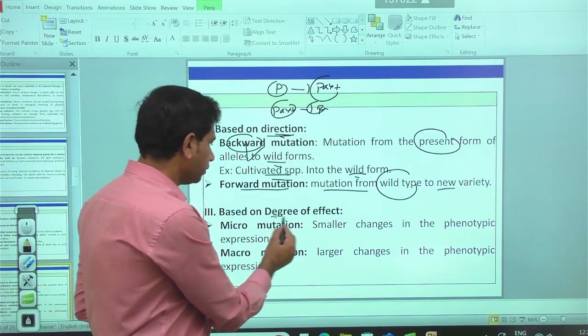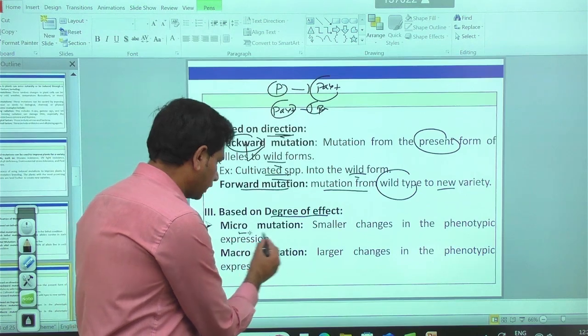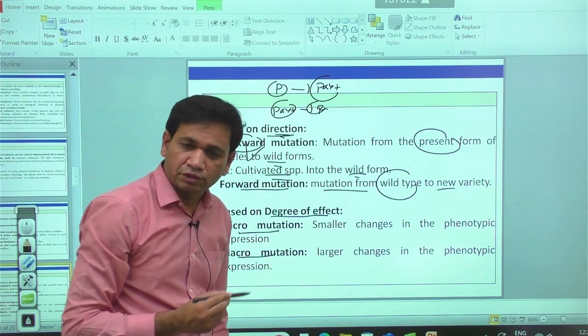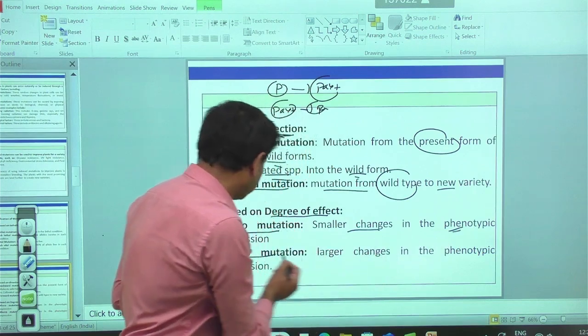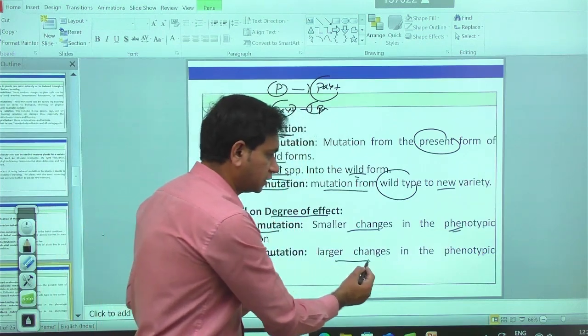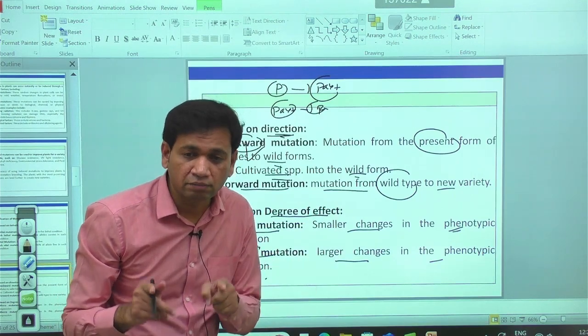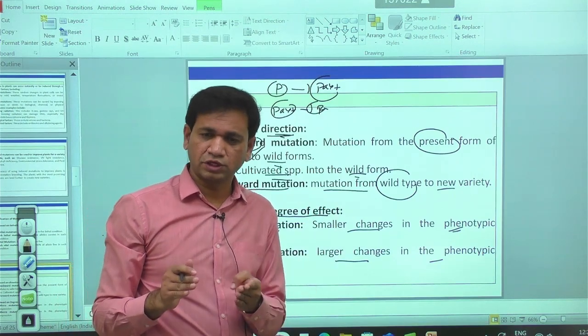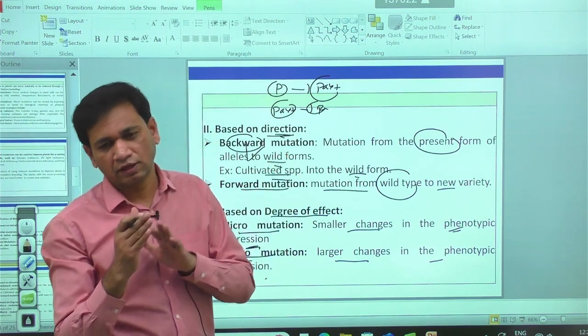Third one, based on the degree of the effect. We have micro mutation and macro mutation. Micro means smaller changes are observed in the phenotypic expression, and macro mutation means larger changes in the phenotypic expression, which in recombinant chromosomes can be possible. That is the meaning. Macro mutation, micro mutation, backward mutation, forward mutation.